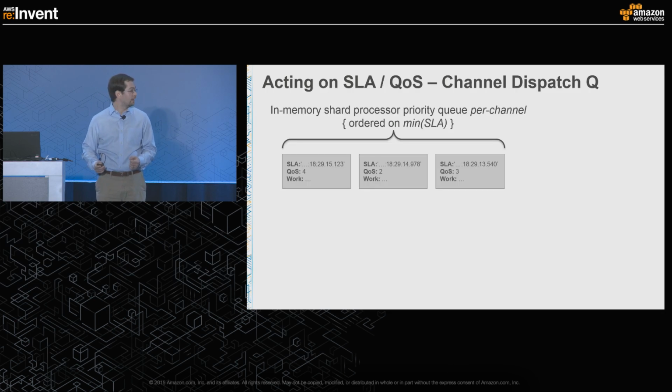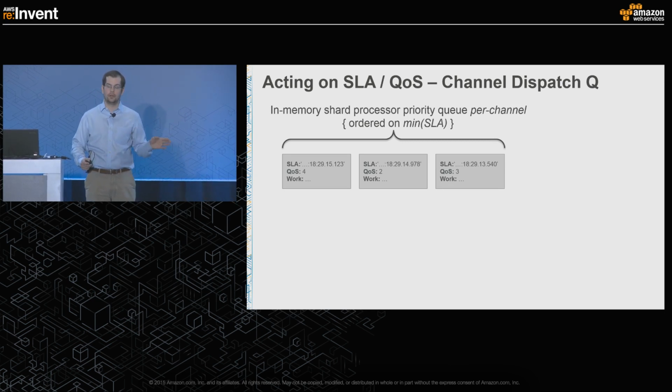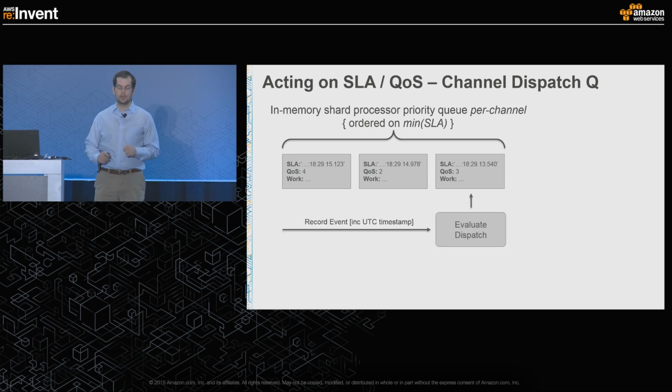So if we have a look at that as an example, again, very simple data structure in order to ensure that we are looking at the most close to dispatch or close to breaching SLA first. We simply do a min priority queue, bog standard data structure. So the one on the right has the lowest time. I realize it's a little bit difficult to read. So it's 13 seconds past the minute. The one after it is 14 seconds. The one after it is 15 seconds. So we're going to evaluate the dispatch on this item.